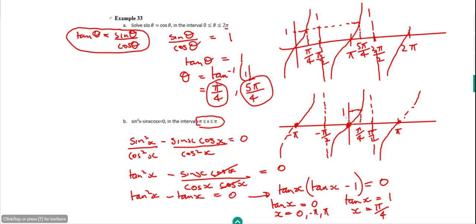equals 1. And going on the positive side, we don't have any more solutions until we get out of the range required. But if we go on the negative side and subtract pi to get the next negative solution, we get pi by 4 take away pi, is minus 3 pi by 4, and that's our other solution. So these are our solutions in that range.